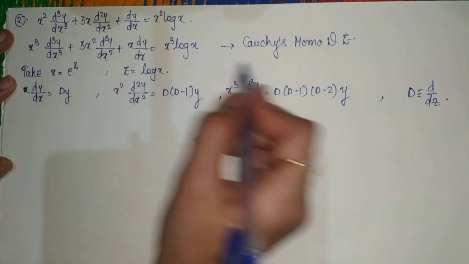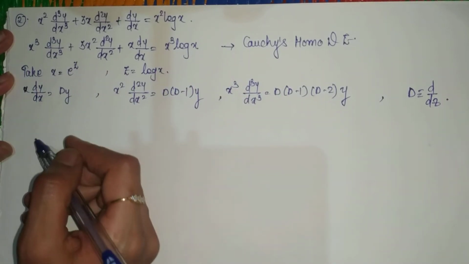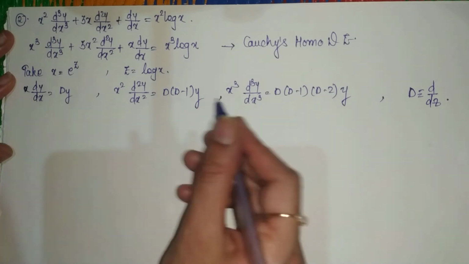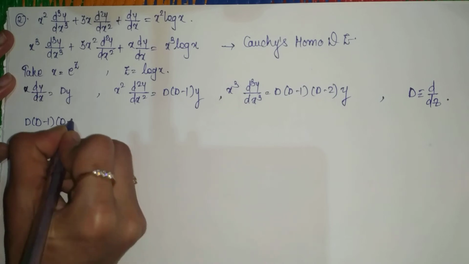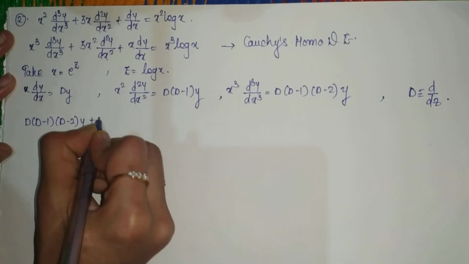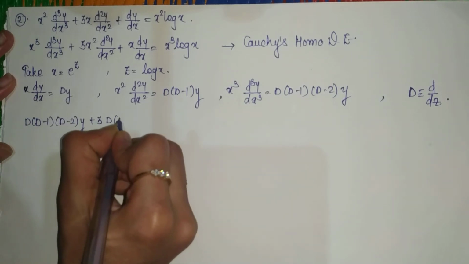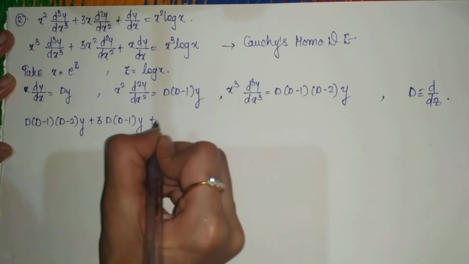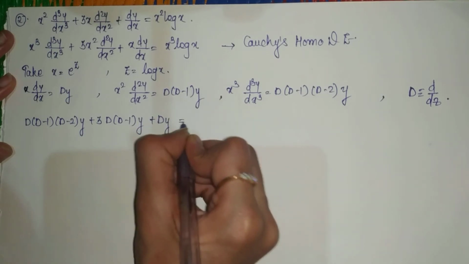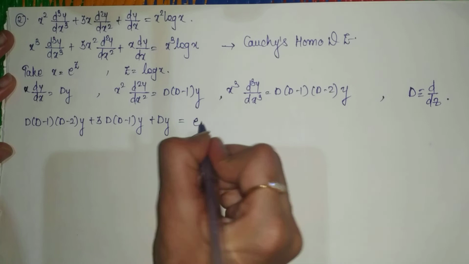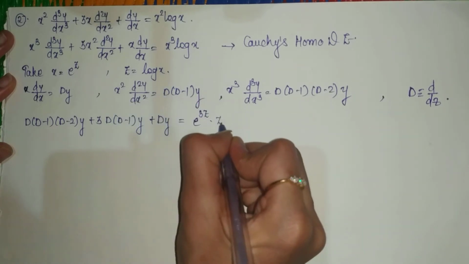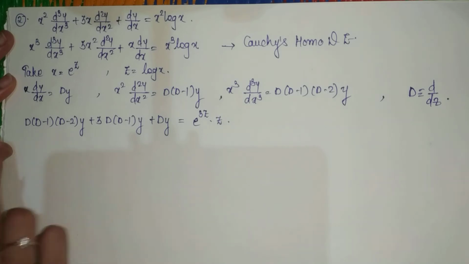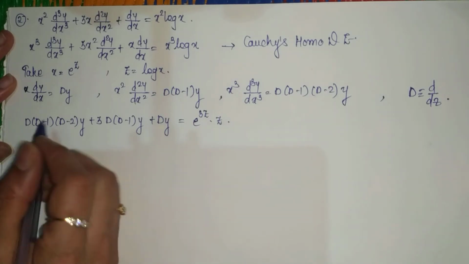Okay, so now let us rewrite the given differential equation in terms of z. So we will get D minus 1, D minus 2 of y plus 3 D minus 1 of y plus Dy is equal to x, which is e to the power 3z, e to the power z, so it is e to the power 3z, log x is z. Okay, so now we can simplify it.